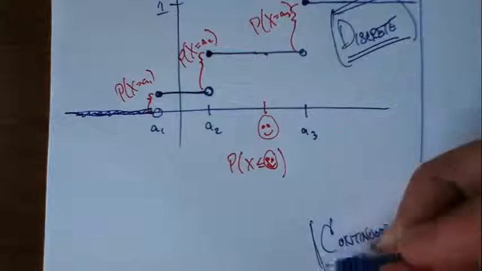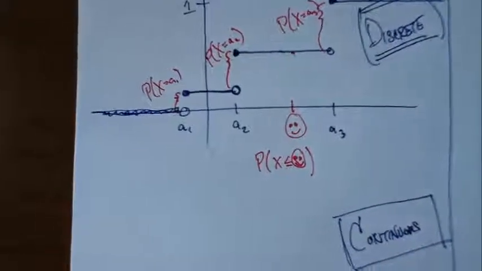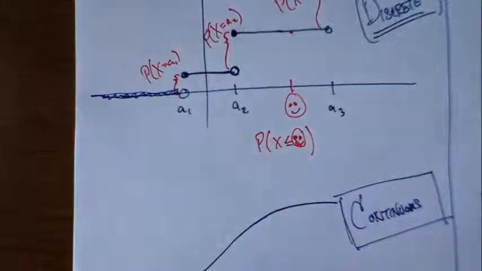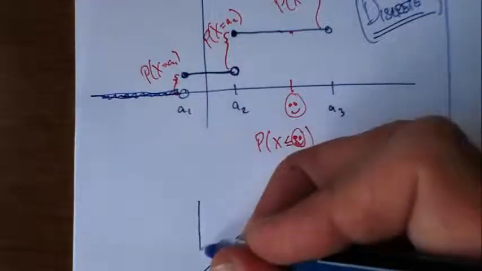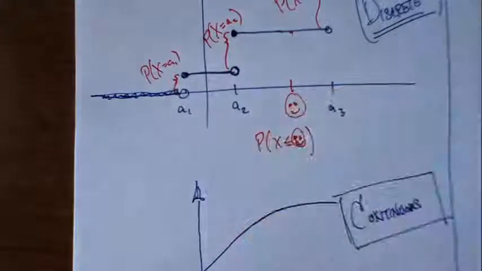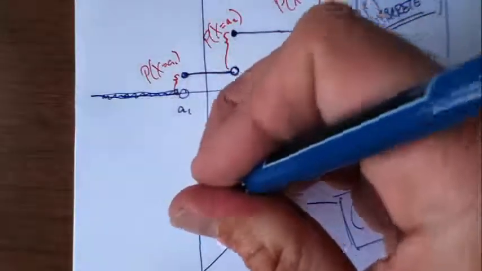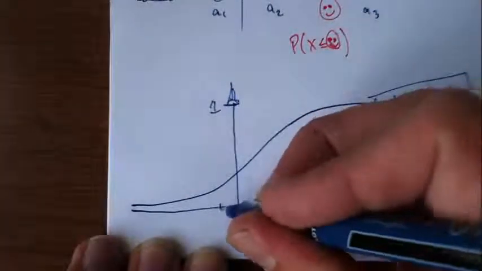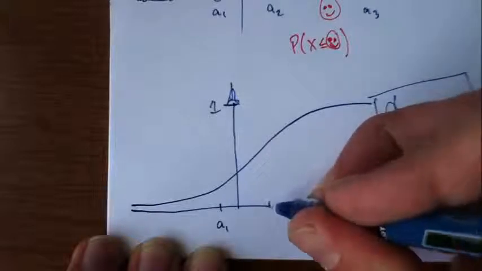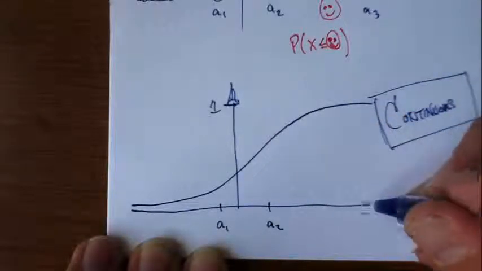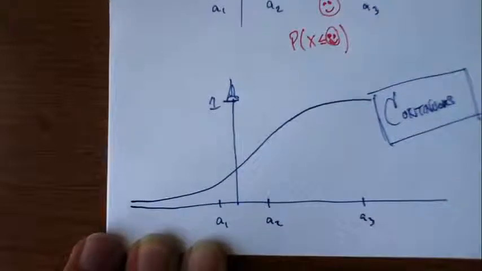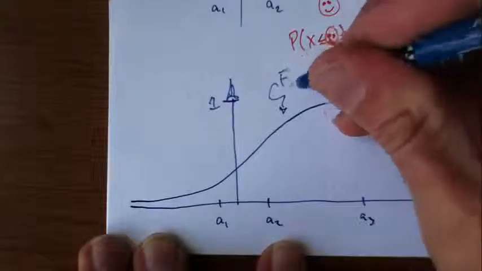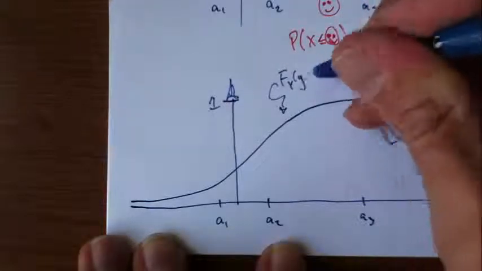Continuous random variables have continuous CDFs, right? So maybe it looks something like this, and maybe here's my 1. In this case, maybe here's A1, and I'll put A2 down there, A3 there. Why not? Maybe this is the CDF of some other random variable.